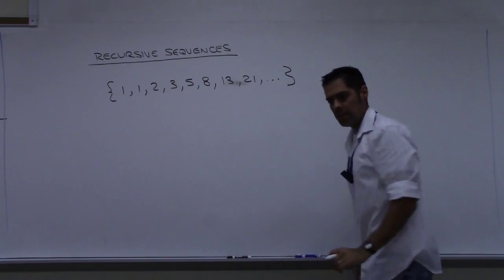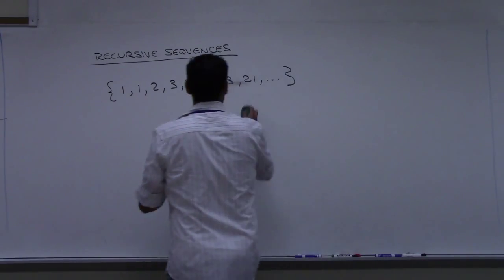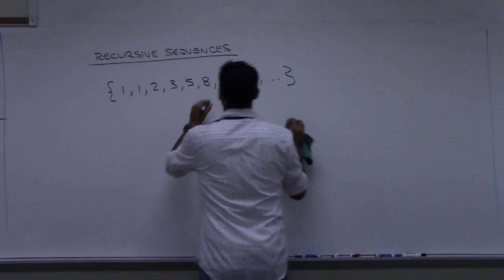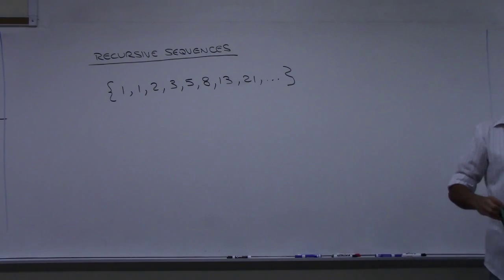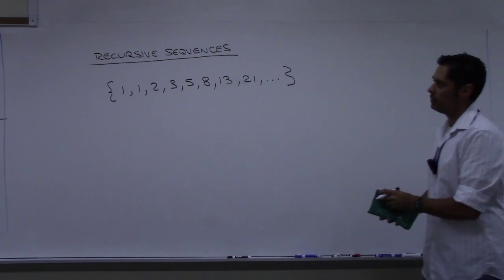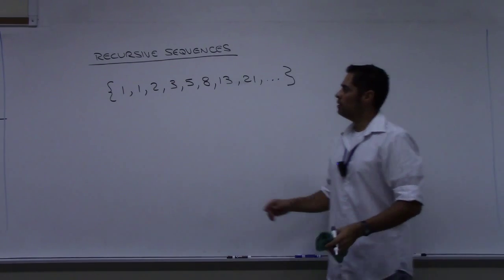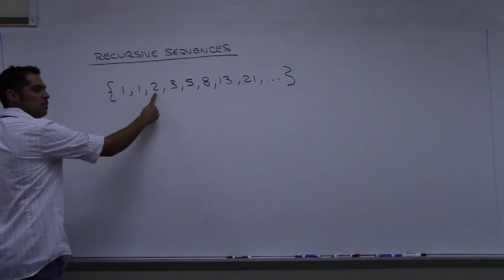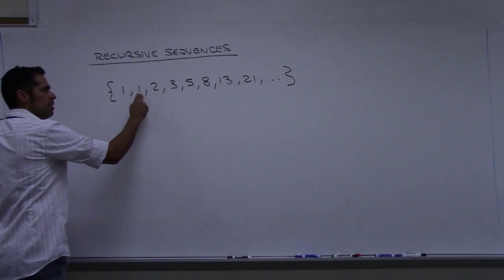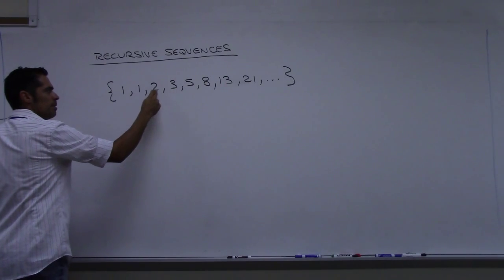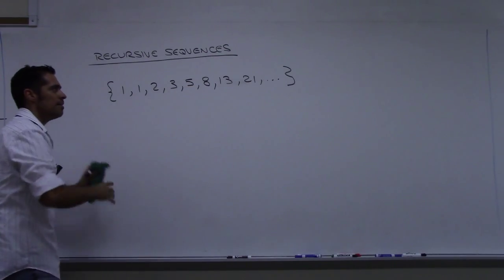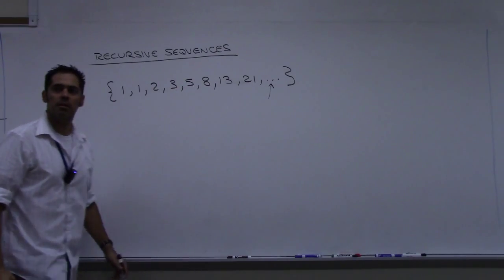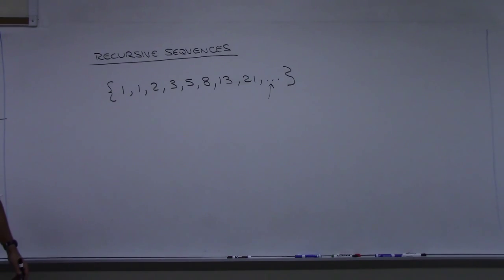Anybody recognize that sequence? The Fibonacci sequence. Fibonacci, named after an Italian mathematician. So what is the pattern in the Fibonacci sequence? 1 plus 1 is 2. 2 plus 1 is 3. 3 plus 2 is 5. 5 plus 3 is 8. So how do I get the next one out here? I add up the previous two.